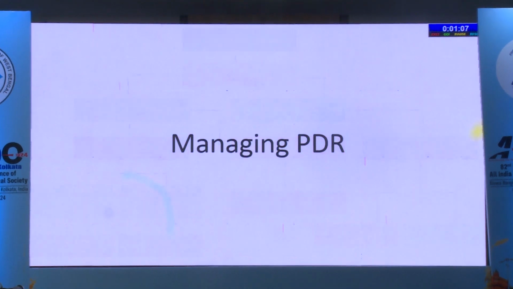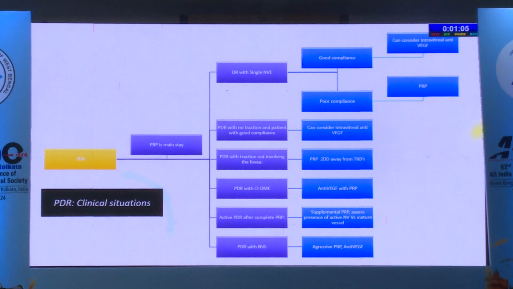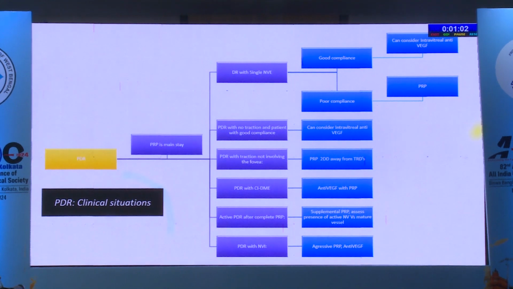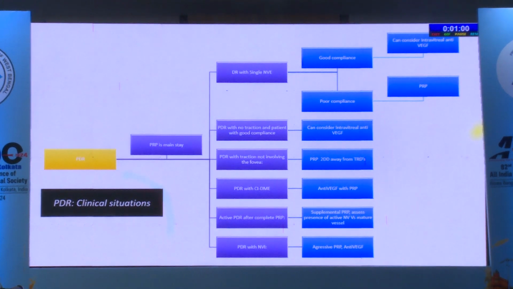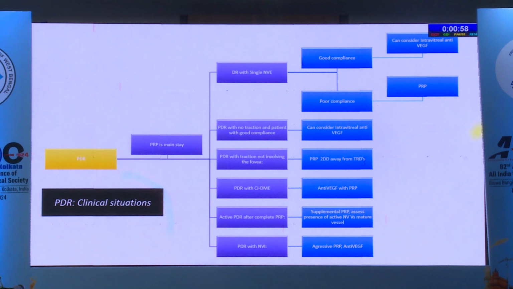Coming to managing proliferative disease, again, as I told you, panretinal photocoagulation is the mainstay of treatment. However, in certain situations, you can change. If you have diabetic retinopathy with a single NVE, good compliant patient, you can consider monotherapy with anti-VEGF. However, if it's a poor compliance, definitely go ahead with PRP. If there is no traction and the patient is again a good compliance patient, you can consider anti-VEGF and later on do a PRP.